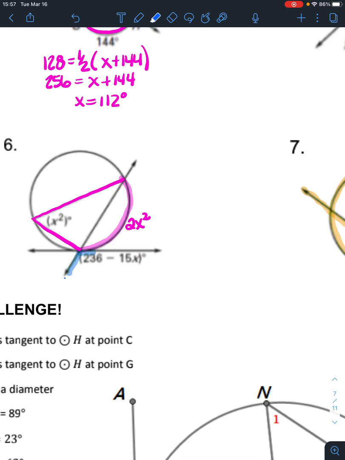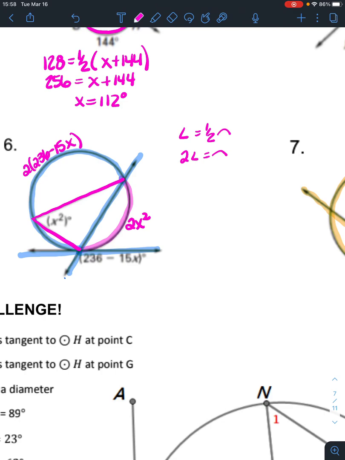Then I notice, okay, I've got this other angle down here. Well, it doesn't intercept any part of the circle, but on the flip side, it is vertical. And that side of it intercepts the rest of the circle. Well, that angle is 236 minus 15x, and that angle is half of that arc. So if I double the arc, right, because if the angle is half the arc, then it is true then that 2 times the angle is the arc, right?